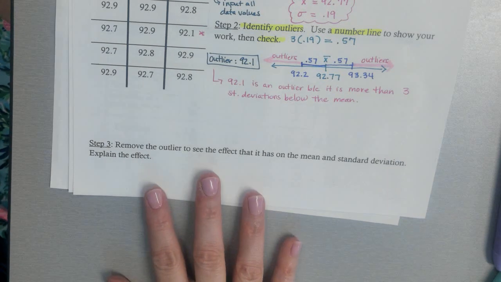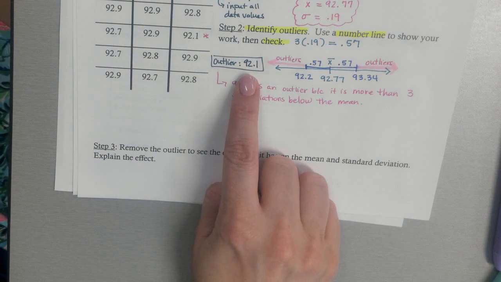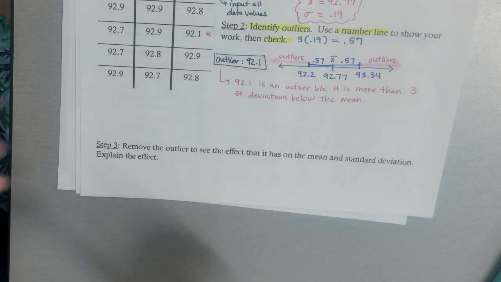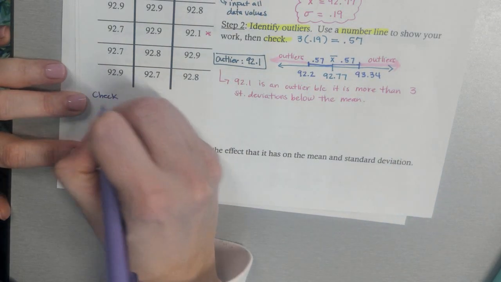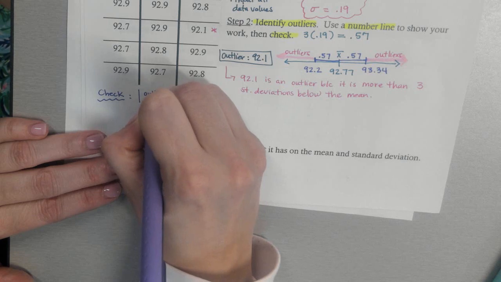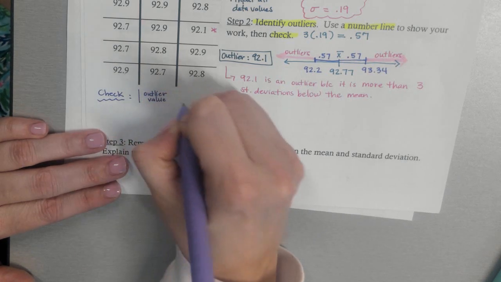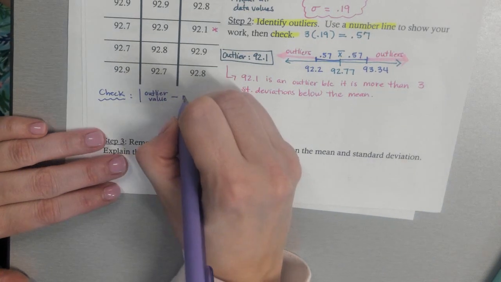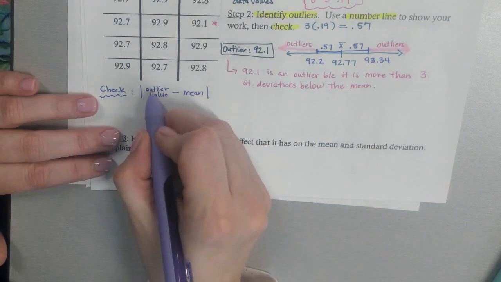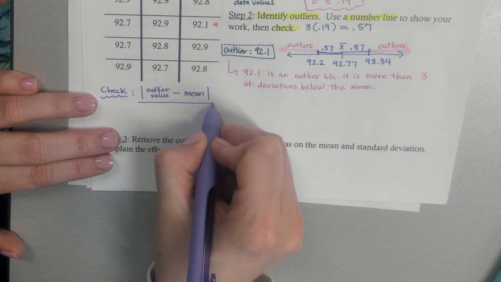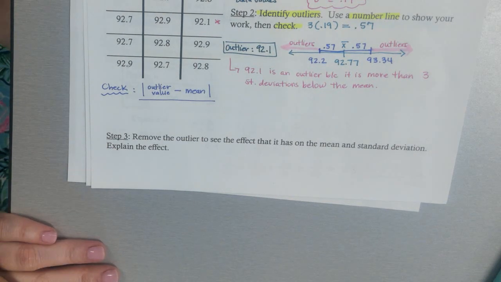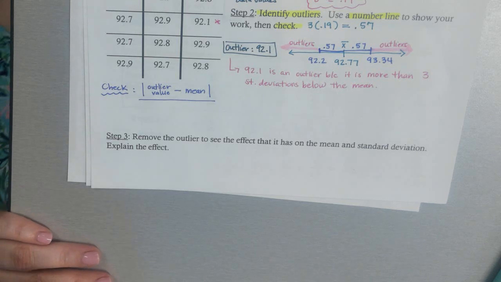Okay, so now I'm going to show you how you can check. So if you have an outlier, and you want to check, there's a special equation that you can use. I'm going to tell you what it is in words first, and then I'm going to show you the symbols. So you take the outlier value and you subtract the mean. And you take the absolute value of that entire quantity, which just means it's the positive value. And then we're going to divide it by the standard deviation.